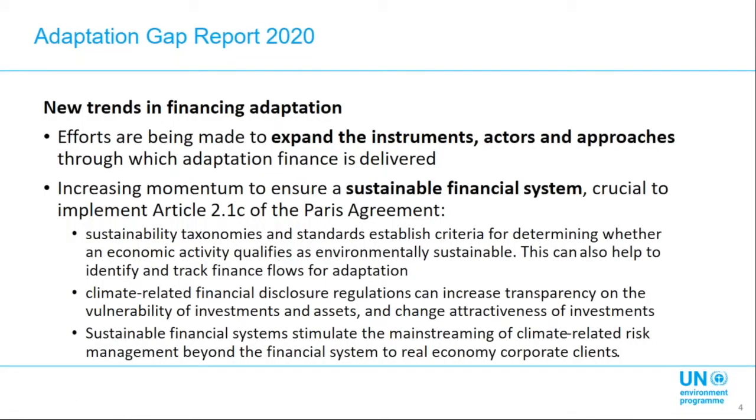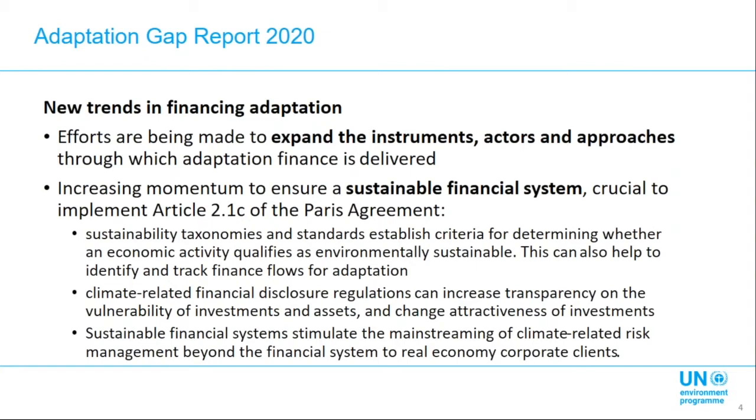So there are basically three elements here. First, the sustainability taxonomies and standards establish criteria for determining the sustainability of economic activity, and this can also help to identify and track finance flows for adaptation in the future, which is highly relevant also for this report.